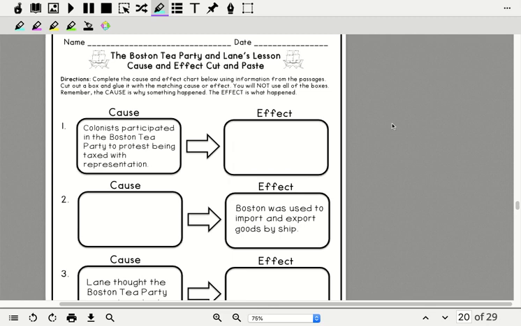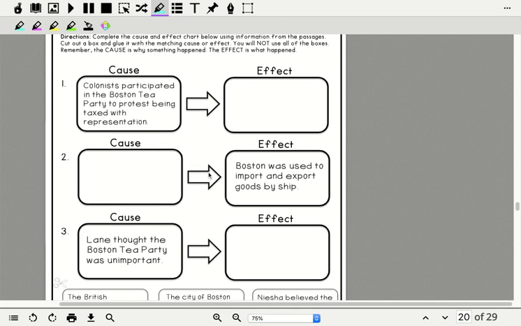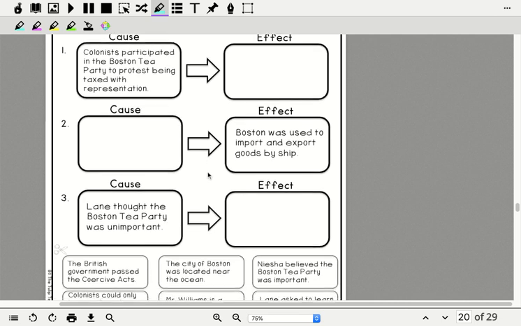Okay, today we're going to work on your Boston Tea Party cause and effect, central message, and evidence from the text. So the first page is the cause and effect text page. Remember, we have our choices at the bottom, and we aren't going to use all of them. We're only going to use three. So this first one says colonists participated in the Boston Tea Party to protest being taxed for representation.